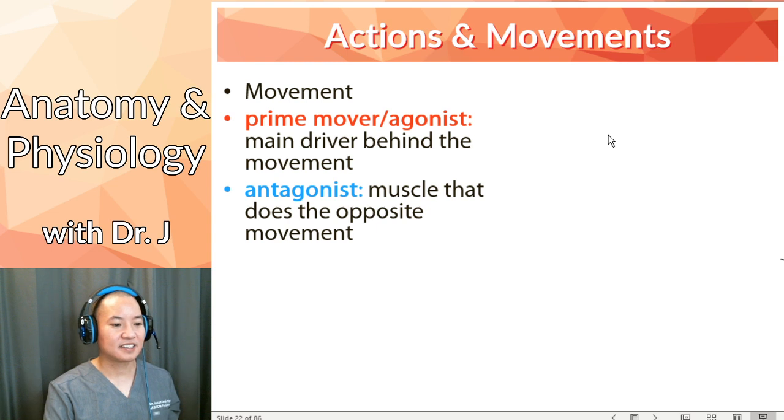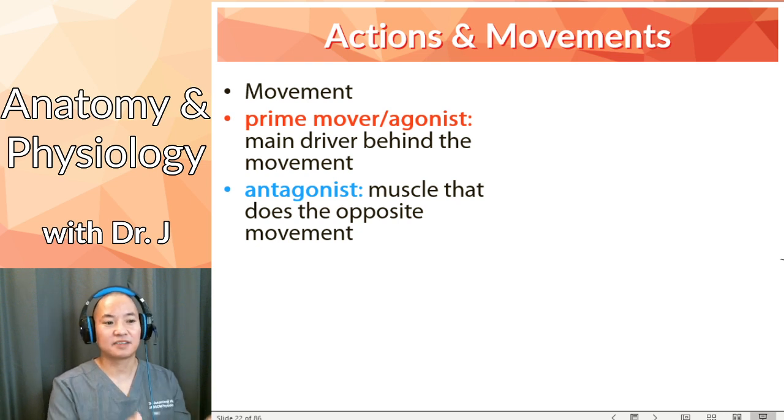And then an antagonist is a muscle that does the opposite movement. So there's no such thing as a protagonist muscle. There's an agonist and antagonist. And actually, agonists and antagonists are two very useful general terms if you're going into pharmacology.